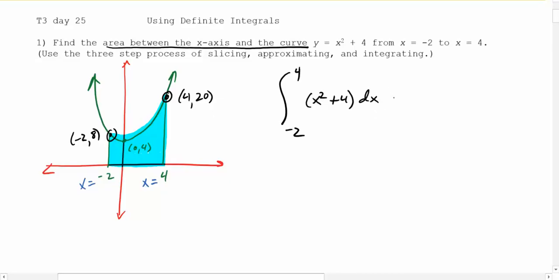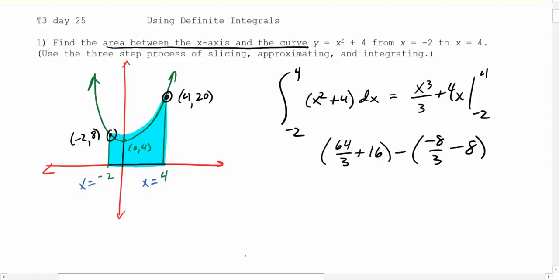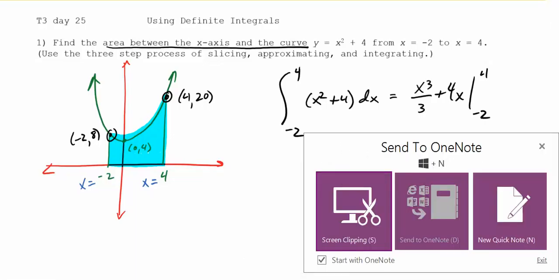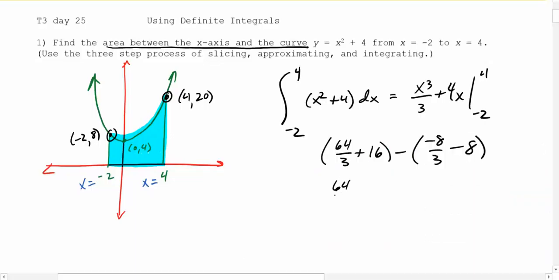But if you didn't have your calculator, you could just write it as, well, what's the integral of x squared plus 4, Jen? What do you think the most common mistake is on this one? The negative signs, absolutely. You have a negative cubed. So what do you have here? You end up with 64 over 3 plus 16 plus 8 over 3 plus 8. So what is that? 72 over 3 plus 24.